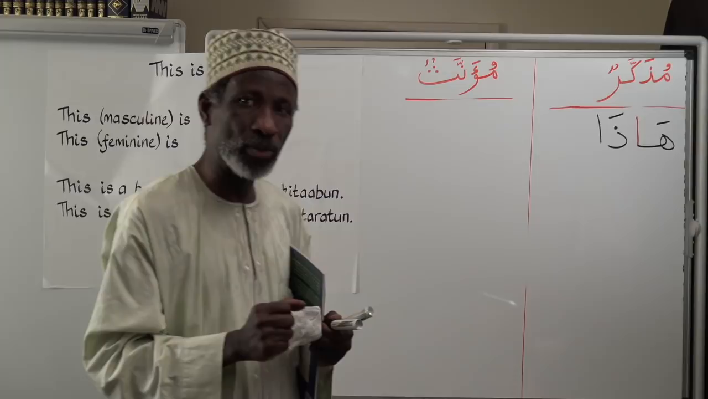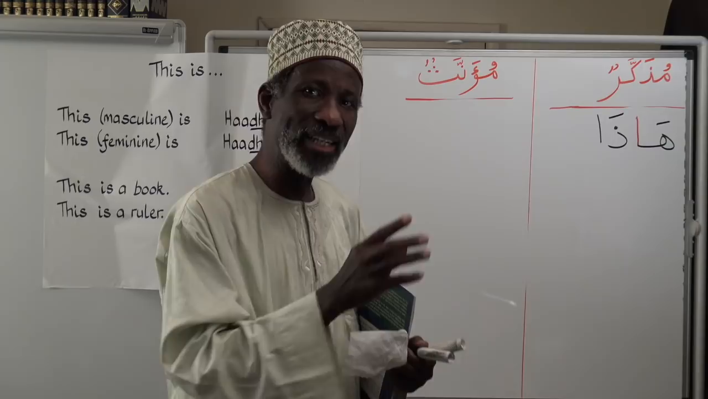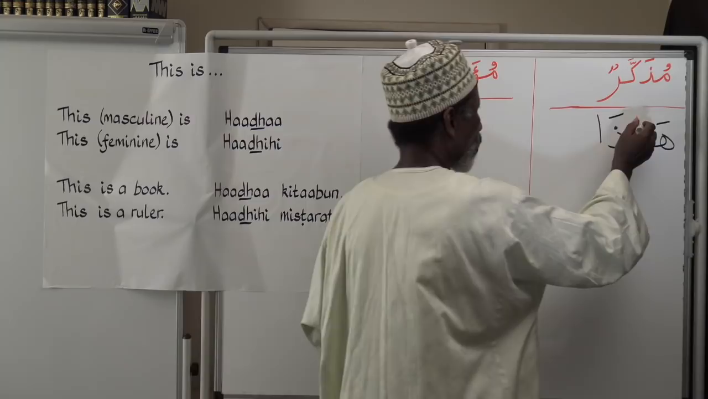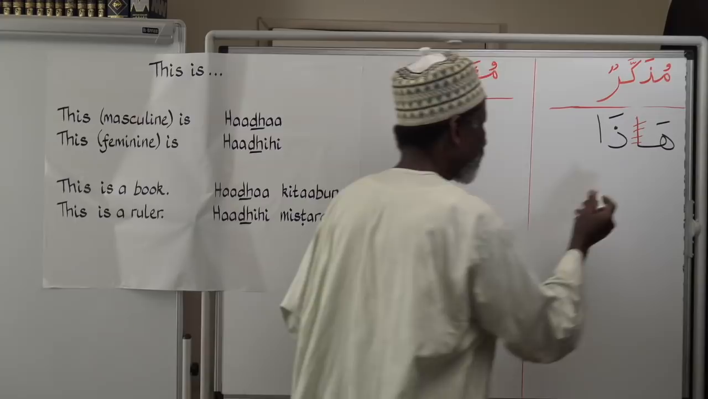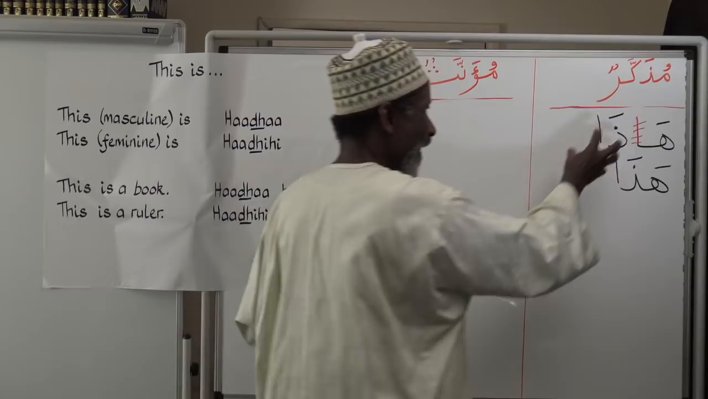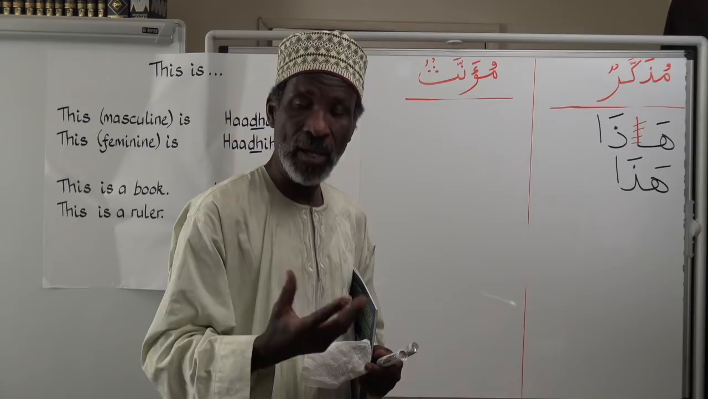However, when we write it using Arabic script, we do not write this lengthening alif. We will omit that, so we're going to cross it out. Instead, we just write ha without the alif. This is what you say, and this is what you write: haadhaa, that's the sound, but writing it down looks like this without the alif.